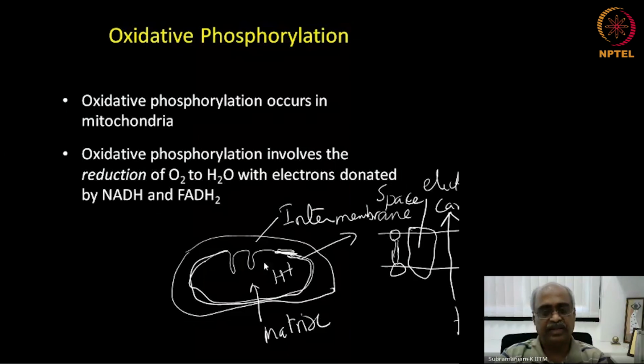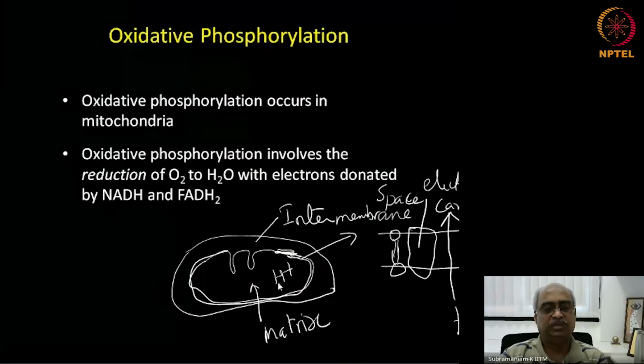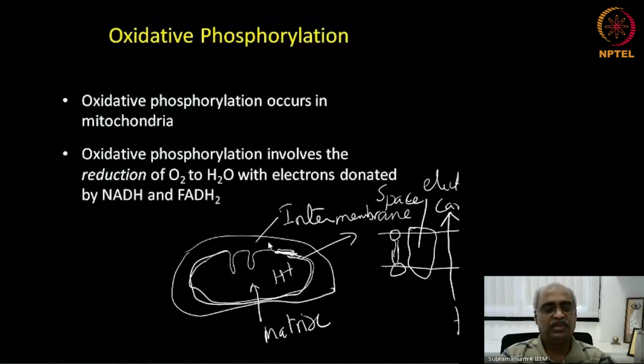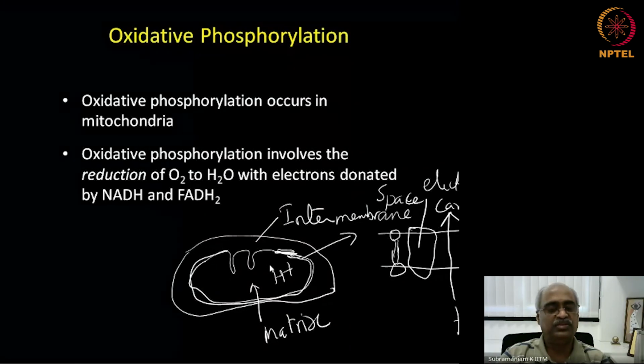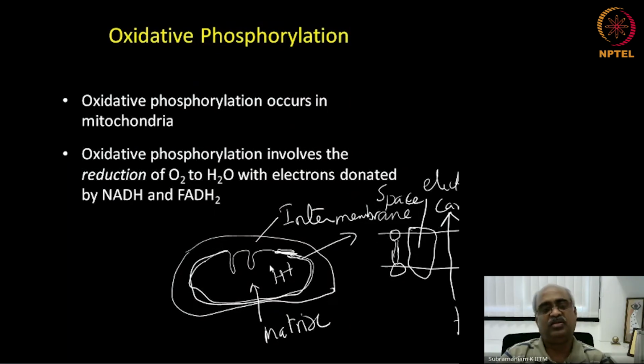One, a chemical gradient, like this chemical species proton is higher on the intermembrane space and lower in the matrix. And second, you also create an electrical gradient across this. It's more positively charged than the inside. And these two gradients are the driving force of ATP synthesis.